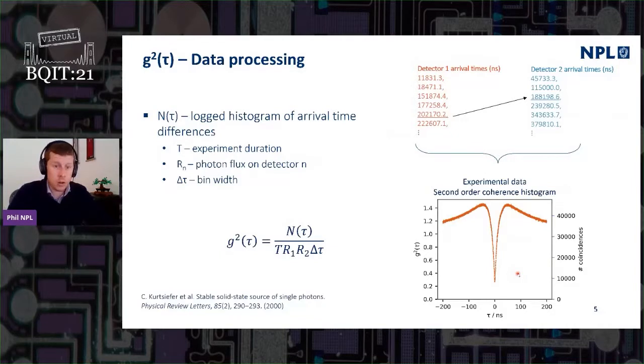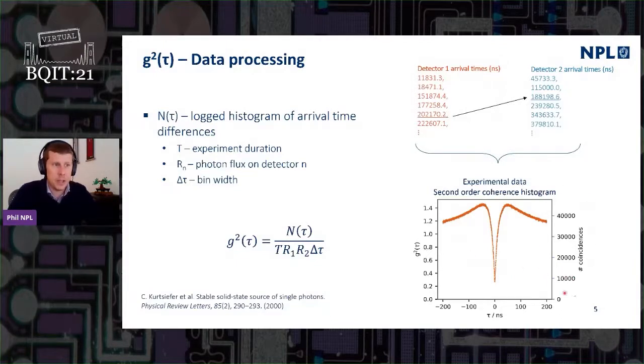So we just log the arrival time with very high accuracy of all of the photons that are measured in this experiment. So we end up with two lists, the arrival times on detector 1 and the arrival times on detector 2. And we simply calculate: we go through our detector 1 list and we find the closest time on our detector 2 list. And we measure the time difference, that's tau, and we histogram that value. So we go through our entire long list and we generate a histogram.